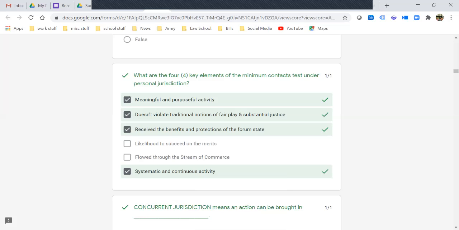There are different ways you can formulate the minimum contacts test, but in my mind, and based on all the reading, these are the 4 that are repeated in a lot of the case law. So again, the 4 are meaningful and purposeful activity, systematic and continuous activity, doesn't violate the traditional notions of fair play and substantial justice, and the corporation received the benefit and protections of the forum state.